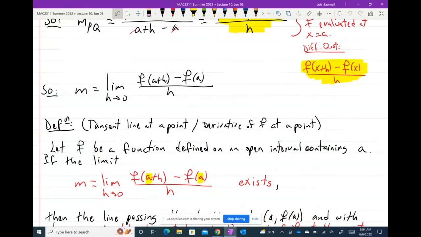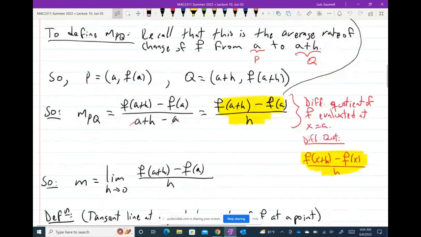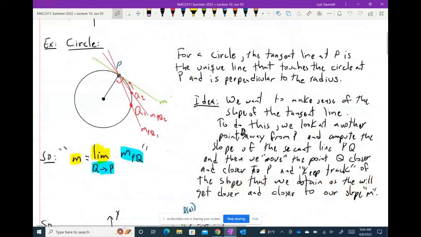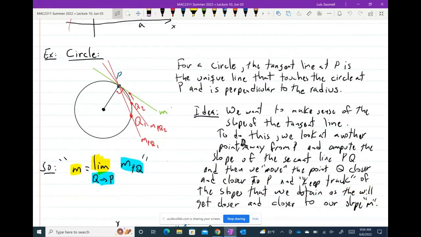We're trying to define the slope of a tangent line, right? And what's the idea? The idea was, let's look at the circle. The circle is easier to look at. It's a nicer picture. So we want to make sense of the slope of this green line. By the way, for the circle itself, we do have a nice definition of the tangent line, but this is only special for the circle. There is only one line perpendicular to the radius at the point, and that's what we call the tangent line. But for any other function, this is not the case.